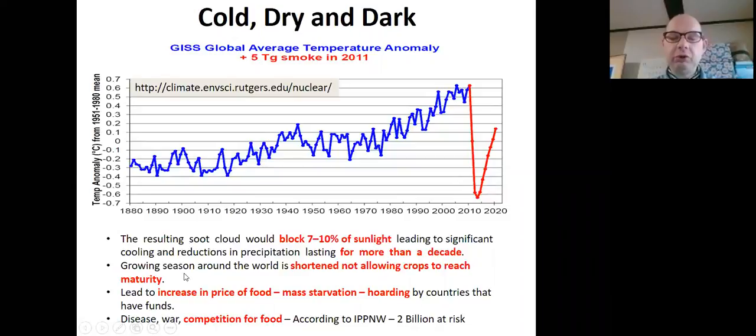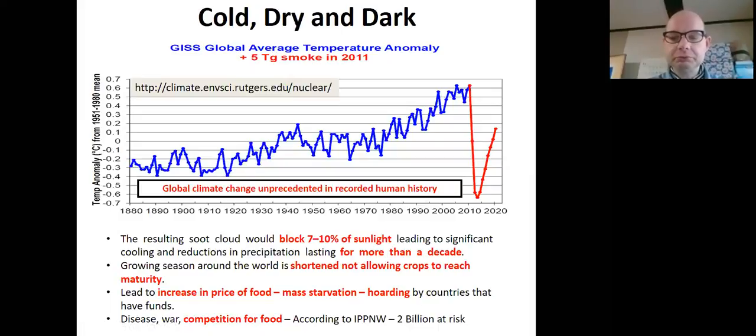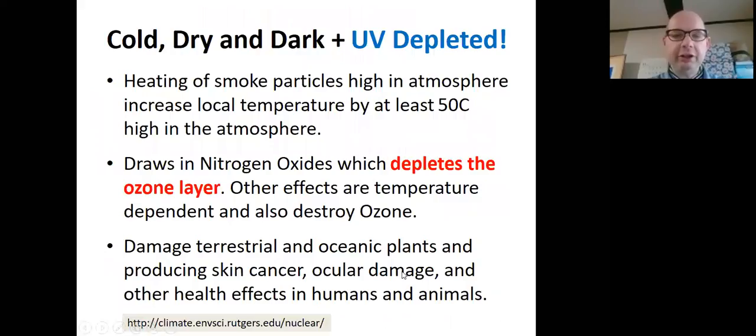The growing season around the world is shortened, not allowing crops to reach maturity, leading to an increase in the price of food, mass starvation, hoarding by countries that have funds, disease, war, competition for food. According to the IPPNW, which is International Physicians Against Nuclear Weapons, Masco will correct me, 2 billion people are at risk. So this is a very careful study that was done. Let me continue. That's not all.